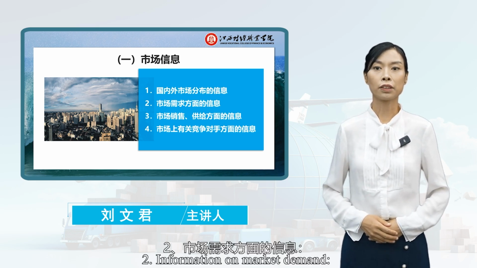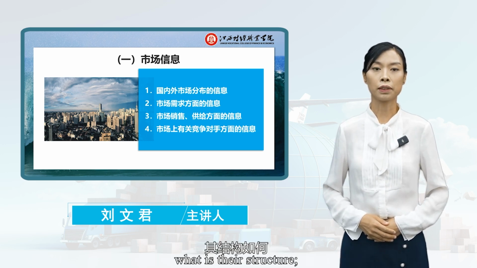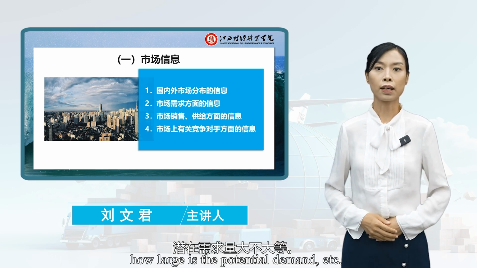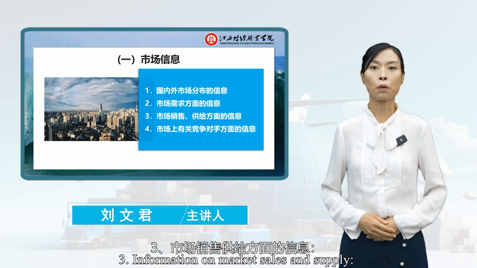Second, information on market demand. How many consumers are there in the market? What is their structure? How strong is their purchasing power? How large is the potential demand? Etc. Third, information on market sales and supply.